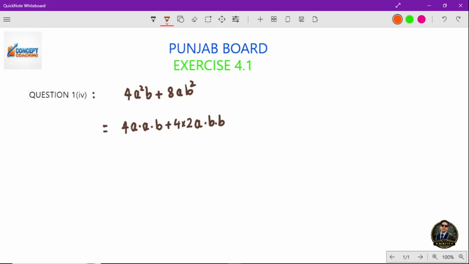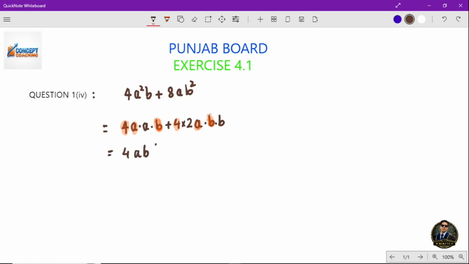Now you see that what are the common. This 4 is common, I am just highlighting. 4 is common in both the terms. A is common here and here. A is common, and B is common here. This B is common, this B is common. So this is the common things, common terms. So we can take common. 4 is common, A is common, and B is common.